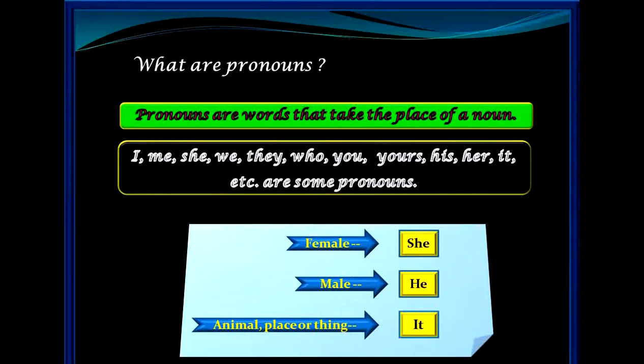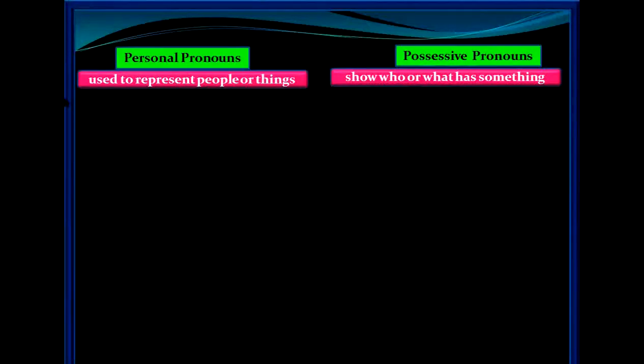Children, there are different types of pronouns, but today we are only going to learn 3 of them: personal pronouns, possessive pronouns, and reflexive pronouns. Personal pronouns are used to represent people or things. So he, she, it are personal pronouns, whereas possessive pronouns are used to show possession. That means they are used to show who or what has something.